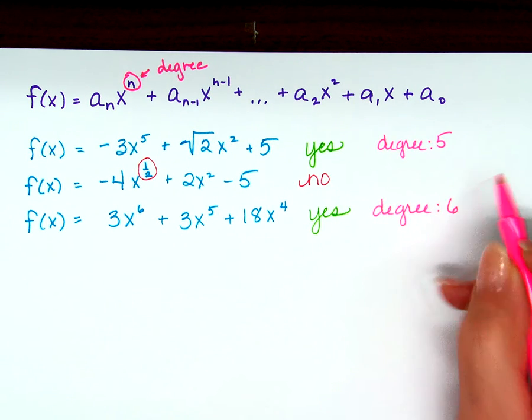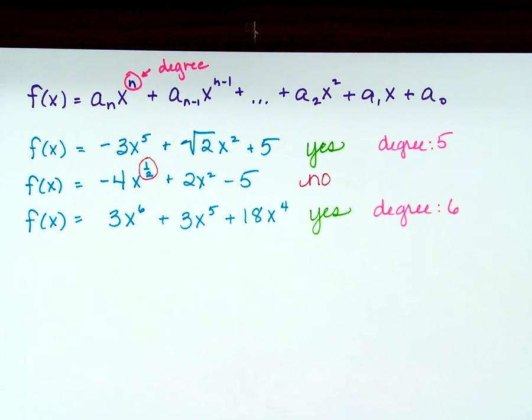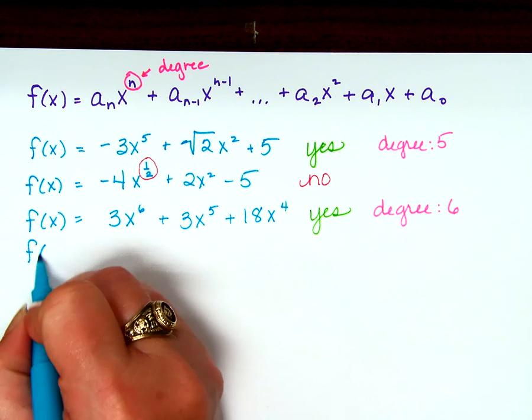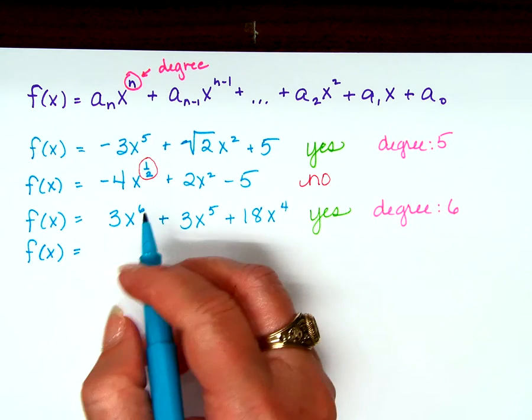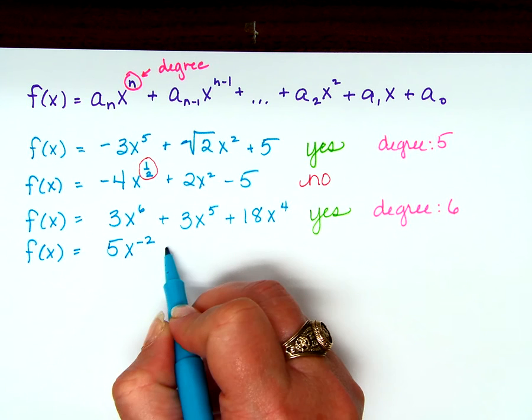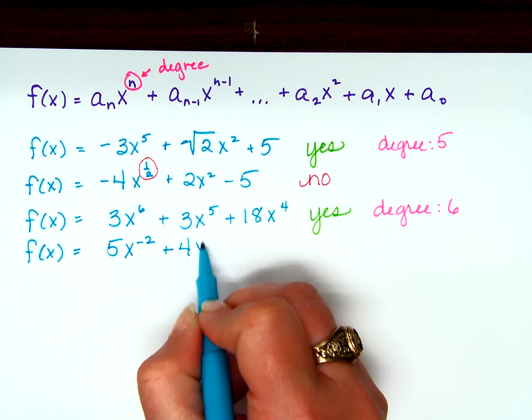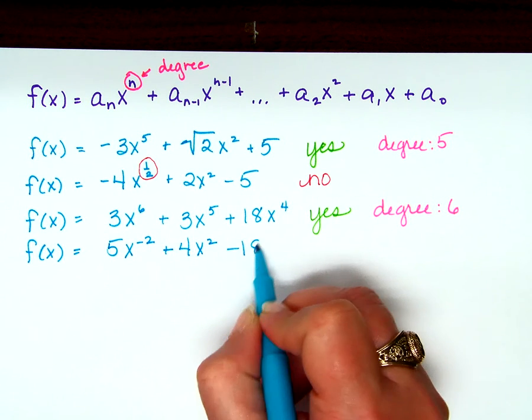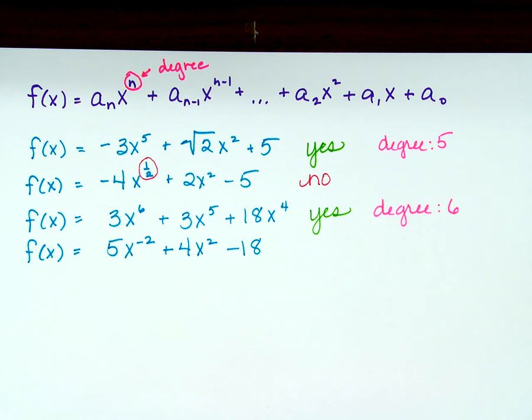Good. 6. One more example. F of x equals 5x to the negative 2 plus 4x squared minus 18. Yes or no? Why?